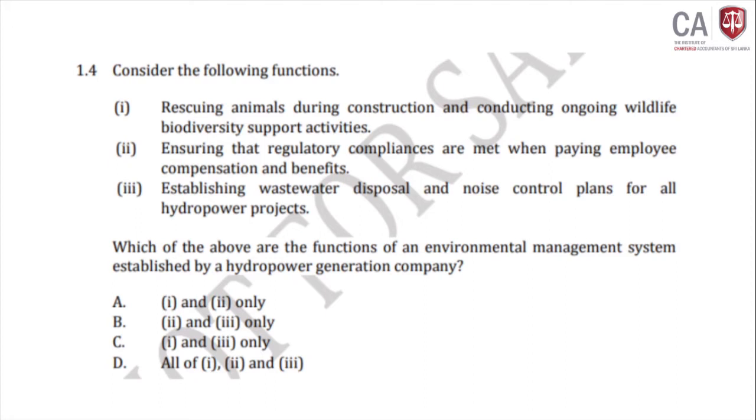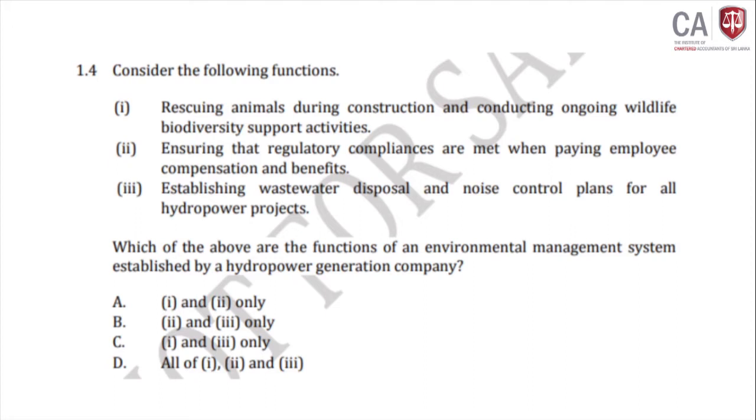That's based on employment law. It's not related to an environmental management system. Whether you have an environmental management system or not, you have to meet these compliances. You have to comply with your laws and regulations when you pay. Therefore, number 2 is irrelevant for an environmental management system, because you have to abide by your rules and regulations either way.